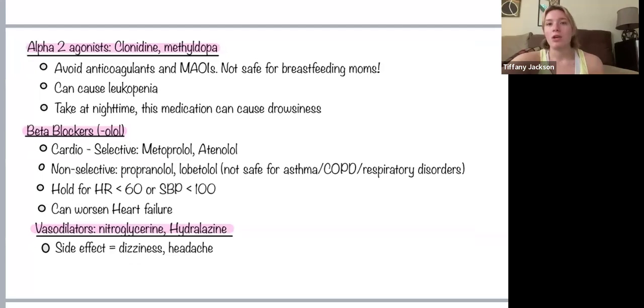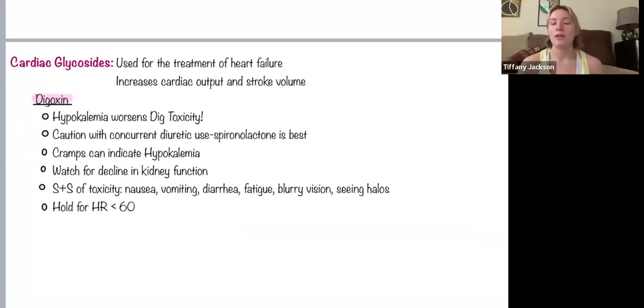Alrighty, up next we have our cardiac glycosides. These help with heart failure. Essentially, they're going to increase the squeeze, help the heart pump more effectively. Most common is digoxin. Remember, with digoxin, we have a very narrow therapeutic window. So always keep in mind, hypokalemia can worsen dig toxicity.